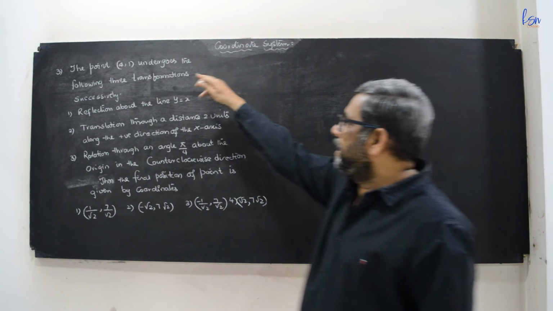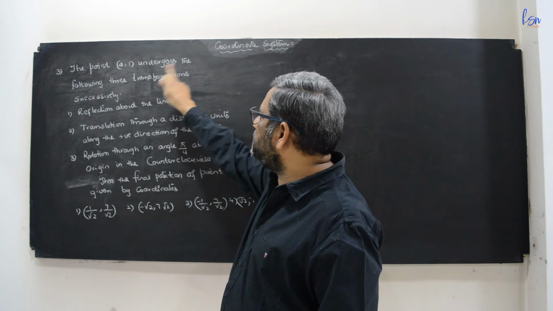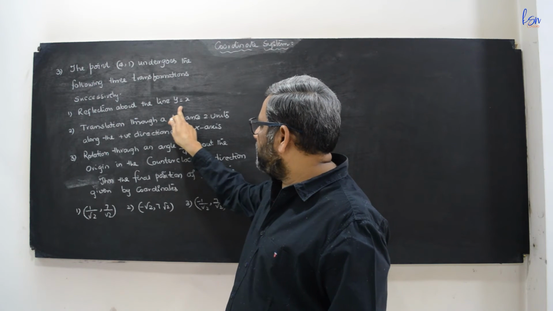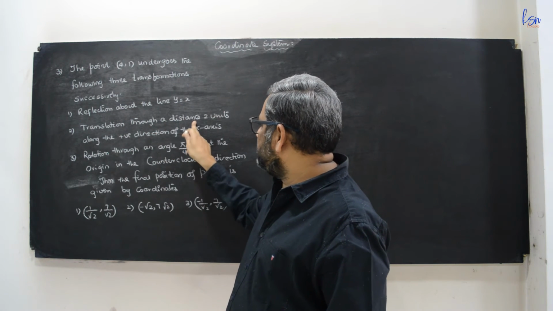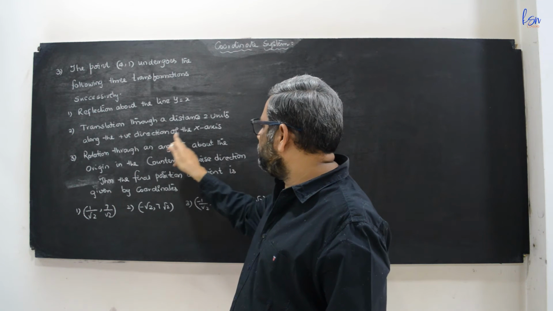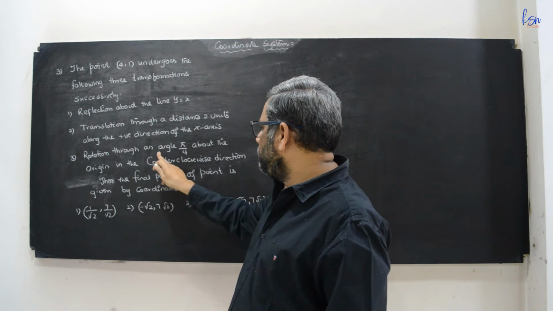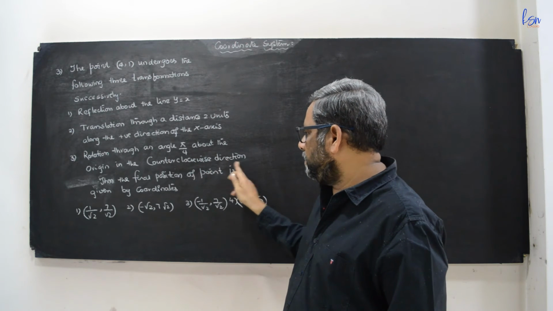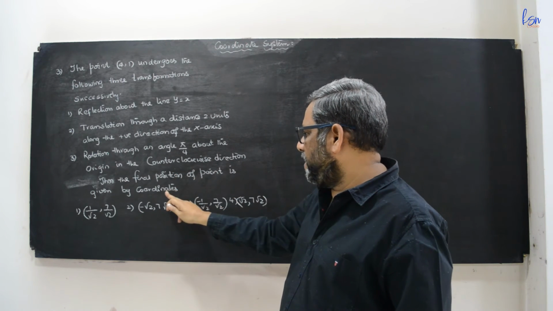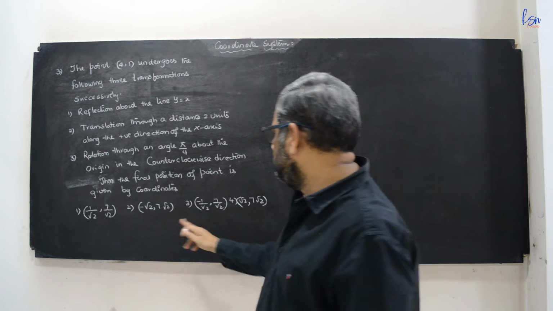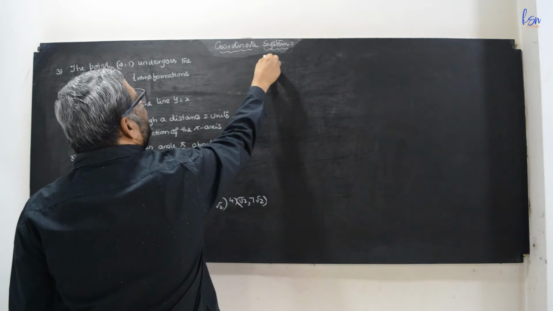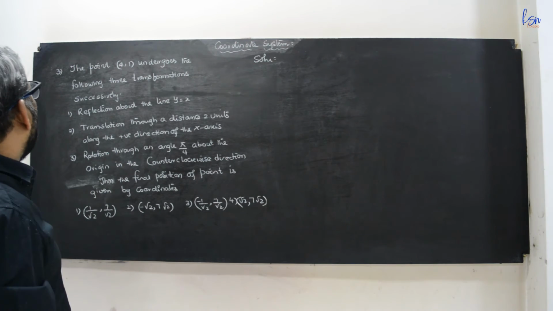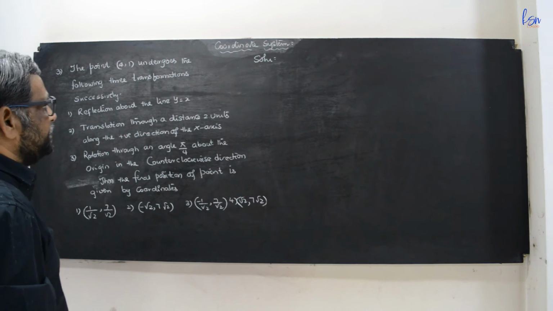The third question is, the point (4,1) undergoes the following 3 transformations successively: reflection about the line y equal to x, translation through a distance of 2 units along the positive direction of the x-axis, rotation through an angle pi by 4 about the origin in the counterclockwise direction. Then the final position of the point is given by coordinates. These are the options. Let us look into the solution. The point (4,1) undergoes the following three transformations successively.